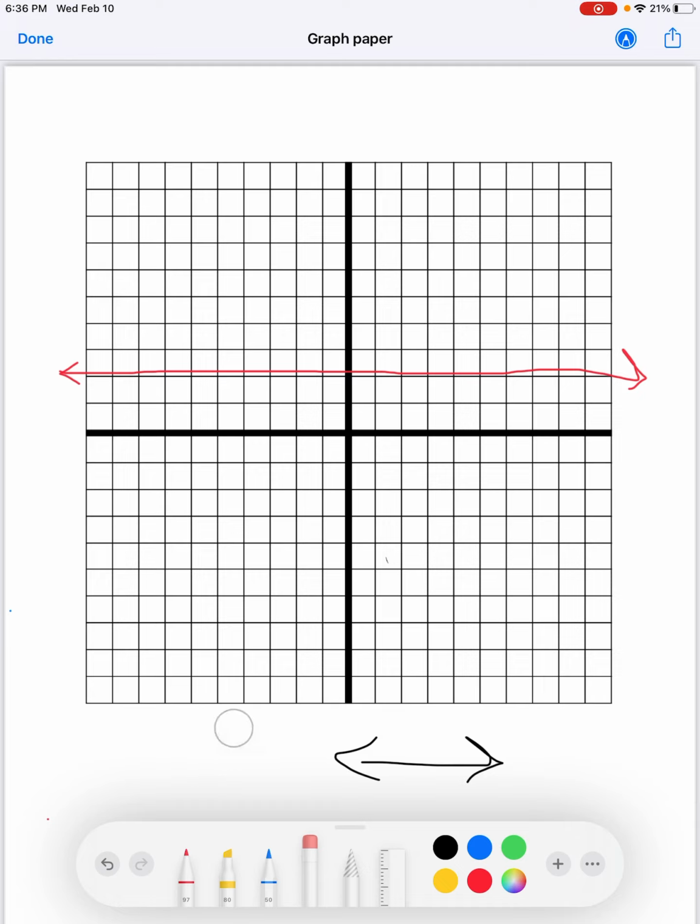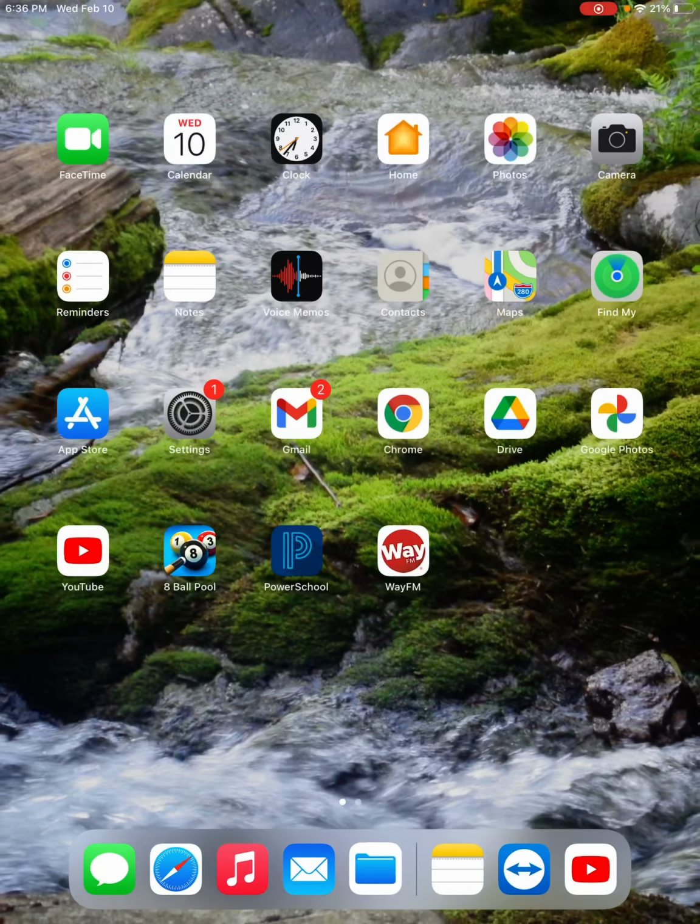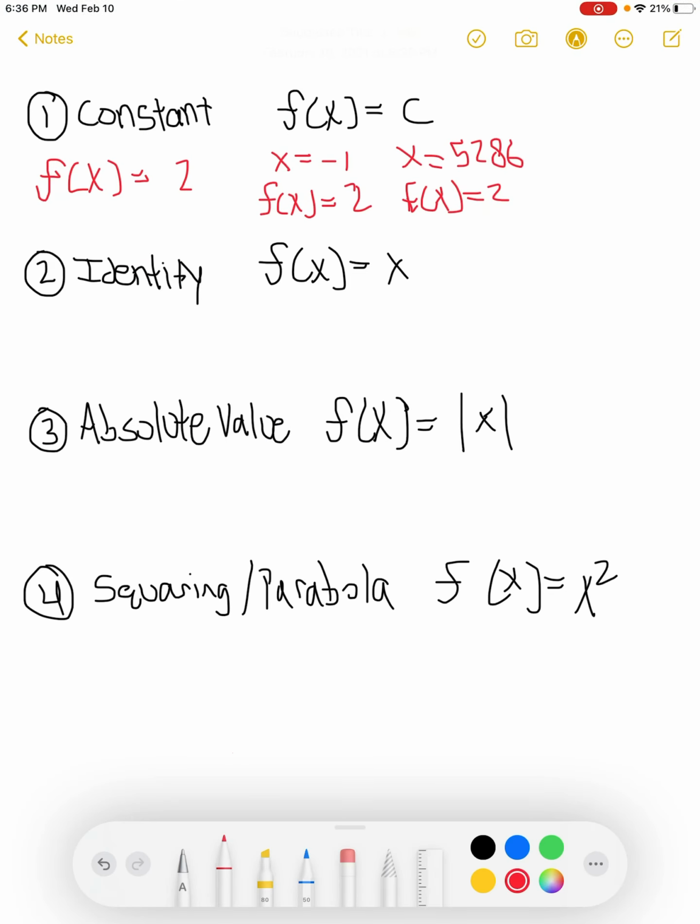So let's erase this and look at our second parent function. You learn about some parent functions in Algebra 1, but not all of these. So the identity function means that whatever x is, well, you see f(x) and x are the same thing. They equal each other, so that means whatever x is, y is going to be that. So it's just the same thing.